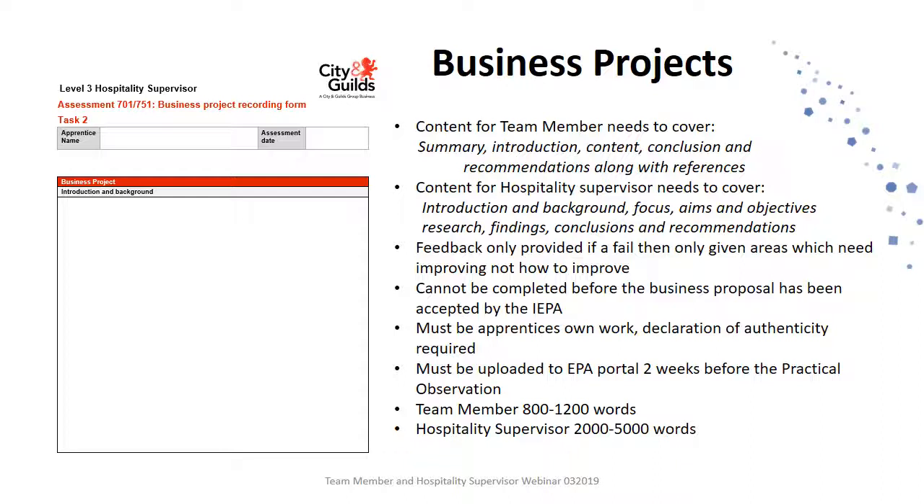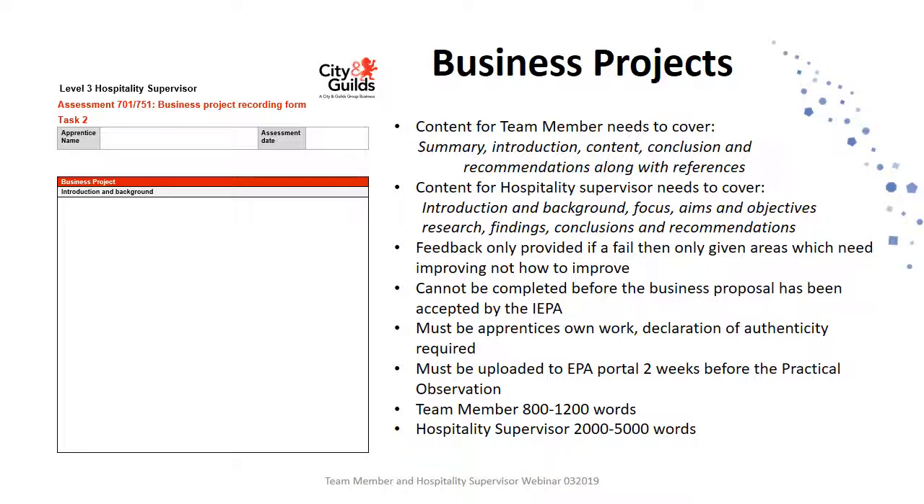Once the independent endpoint assessor has agreed the business project proposal at the initial meeting, the apprentice can complete the actual business project. It is recommended that the apprentice uses the City & Guilds recording forms. They can be directly typed into and have the content within them so that the apprentice can cover the requirements and get the layout correct.